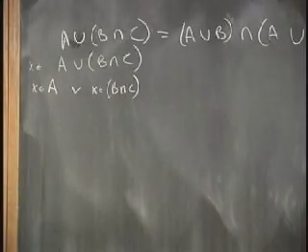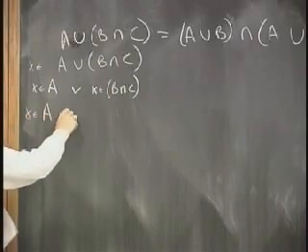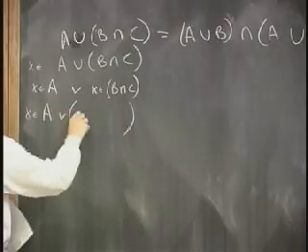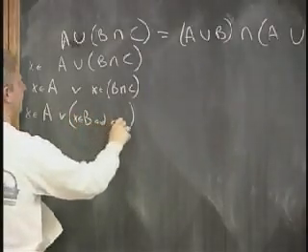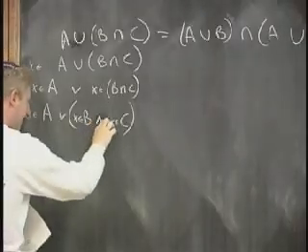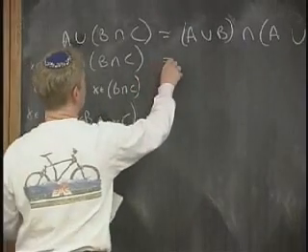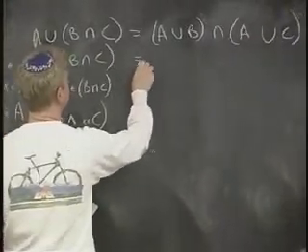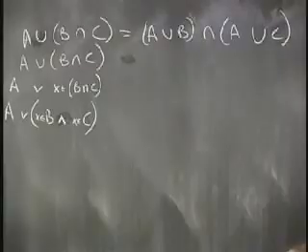Can we unravel that a little more? X is an element of A, or parenthesis, X is an element of B, and X is an element of C. Good. Okay, this is what I have so far. Let's do a similar thing on the other side.